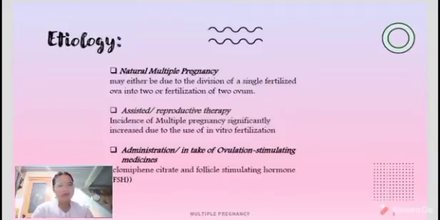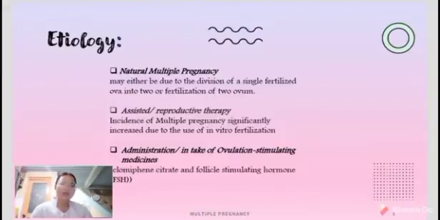For assisted reproductive therapy, the incidence of multiple pregnancy is significantly increased due to the use of in vitro fertilization. In this type of therapy, the conception of the multiple pregnancy comes from taking the ovum and spermatozoa samples into a laboratory dish to be used for fertilization.